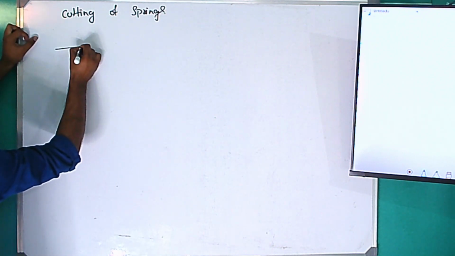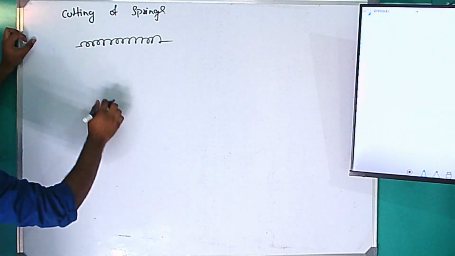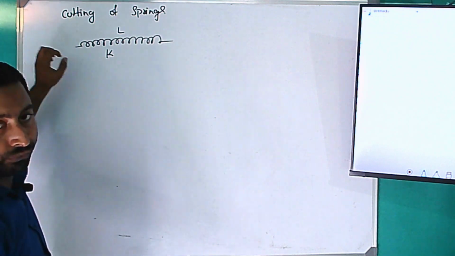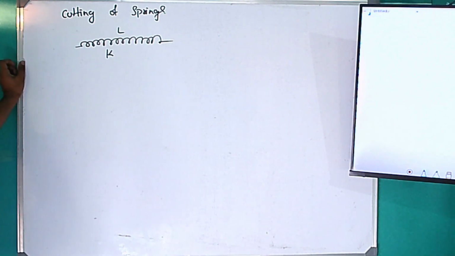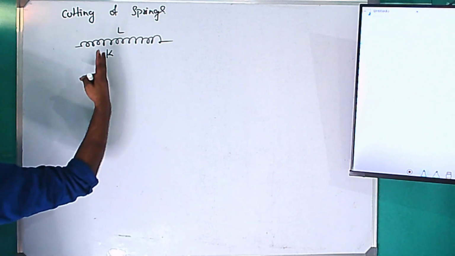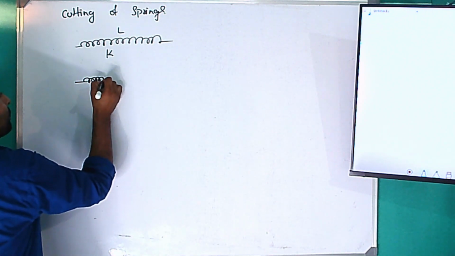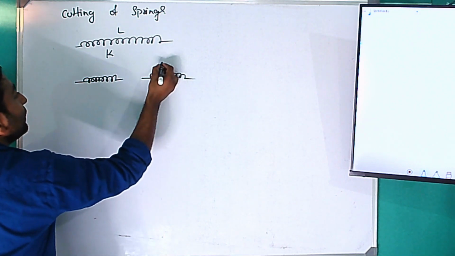So let me consider a spring of length L as shown in the figure. The length is L. The spring constant will be K. So let us assume a spring whose spring constant is K and length of the spring is L. Let me cut it into two parts, such that each spring formed will have the length of L by 2.